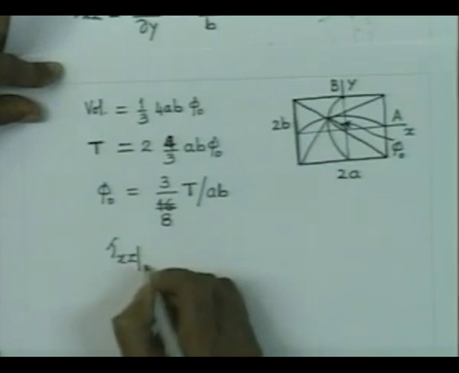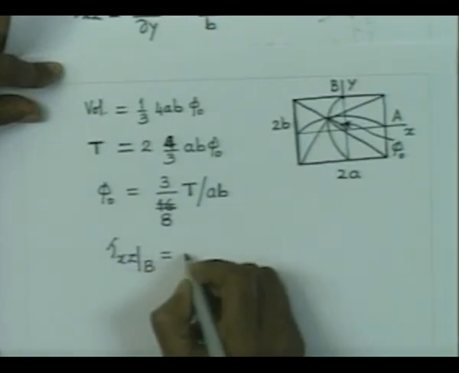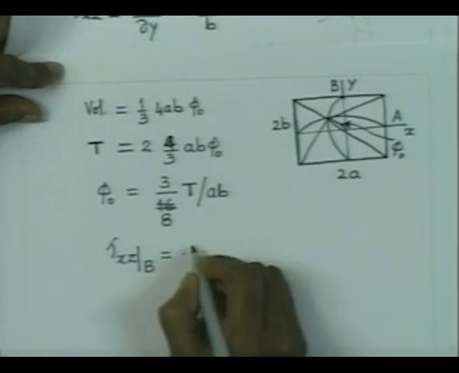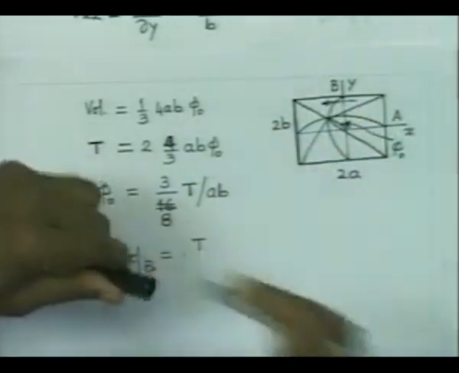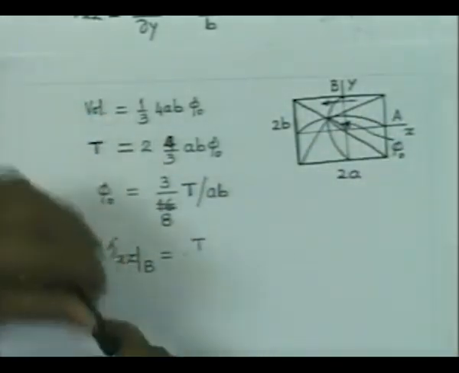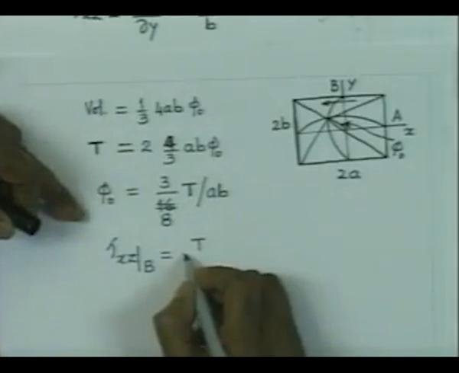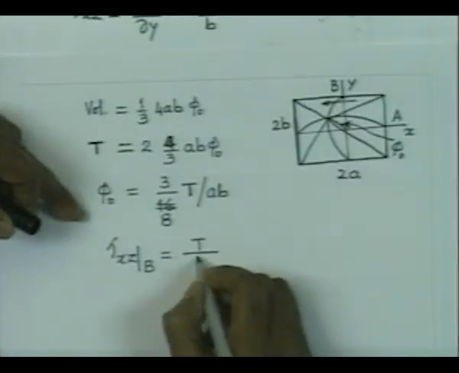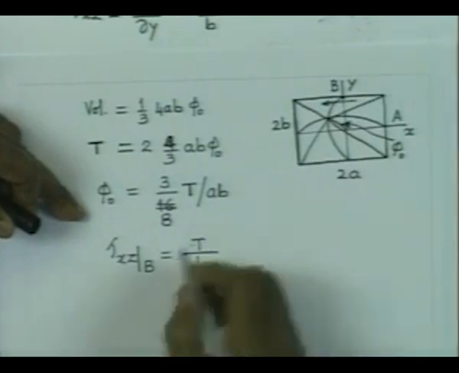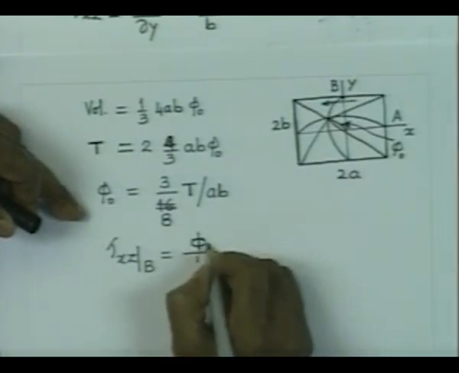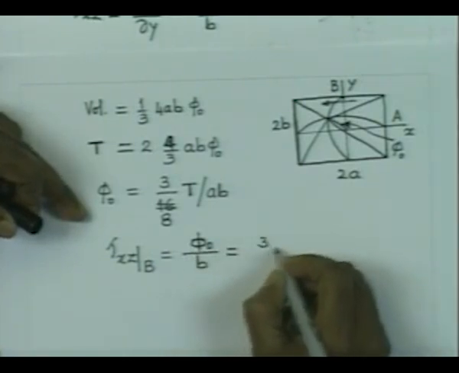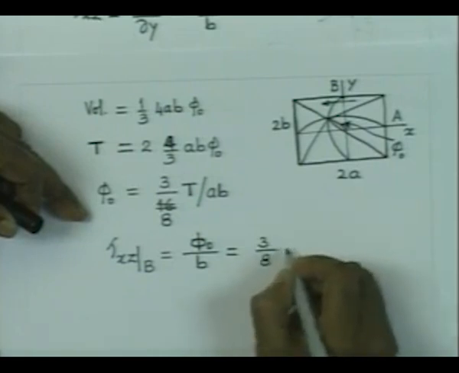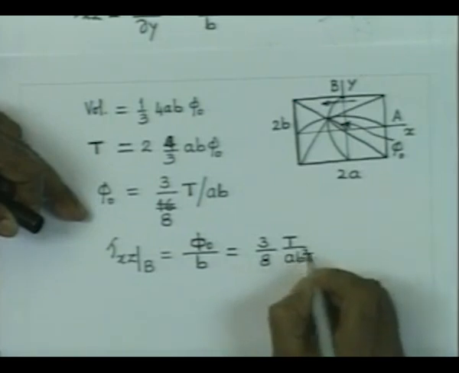Now, the stress at the point B, we have got that tau xz at B is equal to, if I am showing the stress to be acting like this, it is positive stress, and therefore, this stress is equal to, I beg your pardon, that is nothing but phi 0 by B. So, if we do calculations, it becomes 3/8 T by AB square.